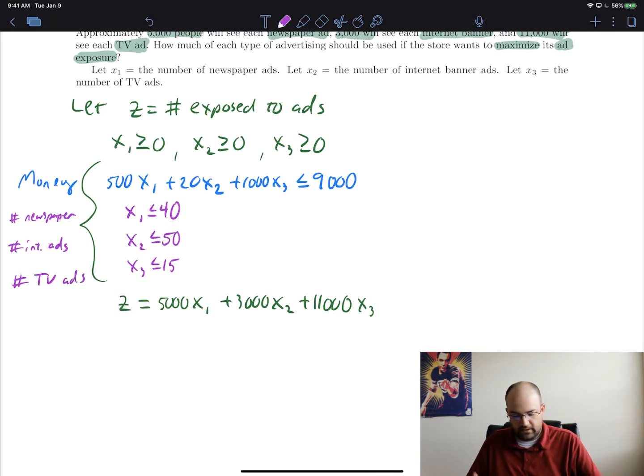Okay, good. Now this is important. It's important because each of these are going to give us a different slack variable. So we need to understand what the slack variables represent. So in this question, S1 is going to represent the slack in the money. S2 will represent the slack in the newspaper. S3 will represent the slack in the internet ads. And S4 will represent the slack in the TV ads.